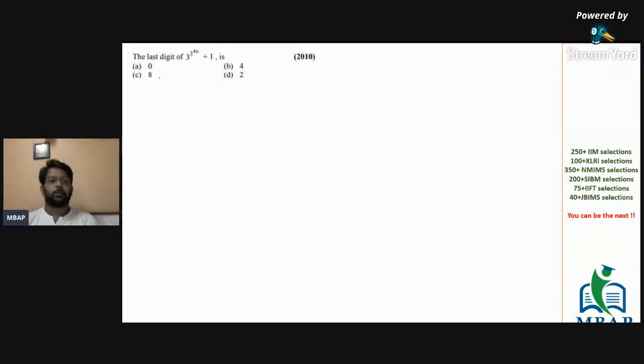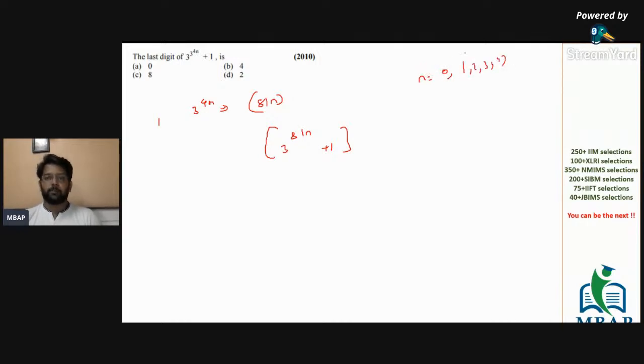Ideally, if you solve the two numbers in the exponent, 3 raised to 4 is 81. So this value is going to be 81, which is the exponent, and the number that we are considering is 3 raised to 81n plus 1. Now n is a value which is there in your hand. You can put n to be 0, 1, 2, 3, 4, 5.